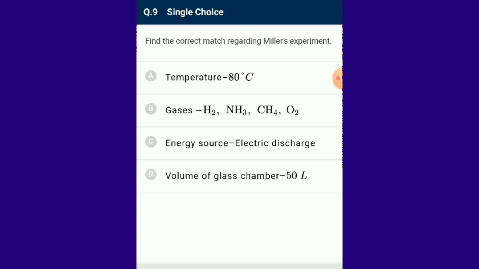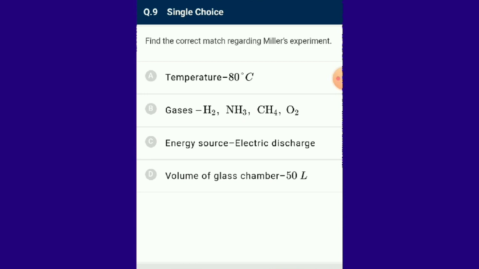Question number 9. Find the correct match regarding Miller's experiment. Experimental proof of the theory of chemical evolution was given by Urey and Miller in the year 1953, who created primitive atmospheric conditions in a laboratory by using electric discharge in a closed flask containing methane, hydrogen, ammonia in the ratio of 2:1:2 and water vapor at 800 degrees Celsius. This mixture was provided with energy for interaction by 75,000 volts sparks using tungsten electrodes.